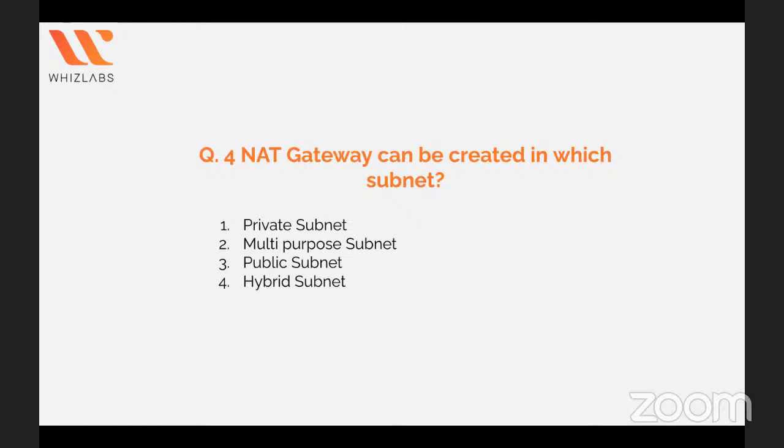A NAT gateway can be created in which type of subnet? The answer can be private subnet, multi-purpose subnet, public subnet, or hybrid subnet. If you have understood the architecture of a NAT gateway and the relation between the NAT gateway and the internet gateway, your NAT gateway should be present in which type of subnet? Is it private subnet, multi-purpose subnet, public subnet, or hybrid subnet?